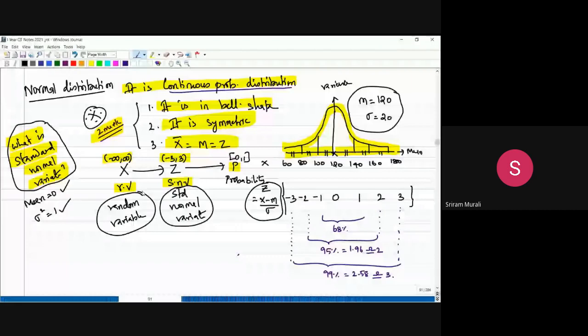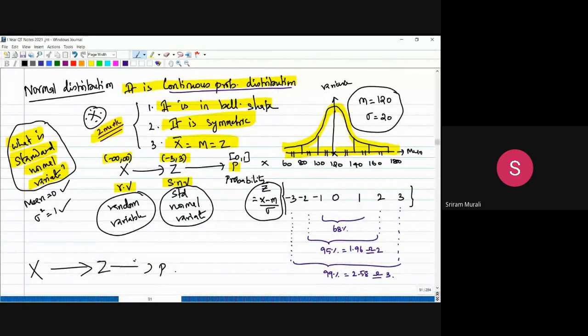In a binomial distribution, we directly convert X into probability. Whereas in normal distribution, I cannot do that. So I should convert X into Z, and Z should be converted into probability. So this is the scenario. Z will convert into a probability.